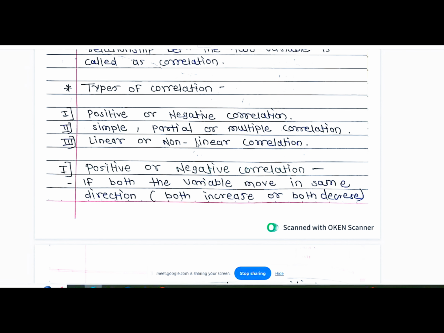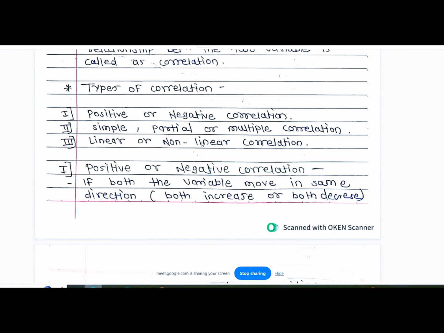Perfect relation, perfect correlation. If perfect correlation is present between the two variables, the line will be straight. It is called linear correlation. And if there is a relationship but the two variables are not strongly connected, then it is called non-linear correlation. That means a relationship is present between the two variables, but the relationship is non-linear.